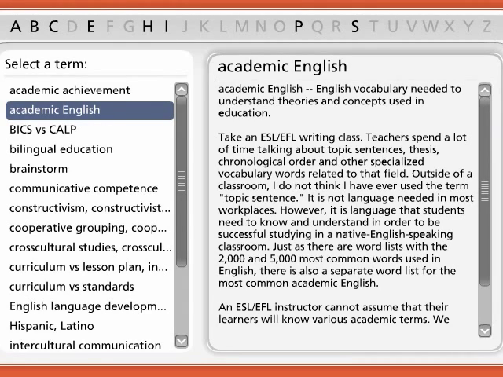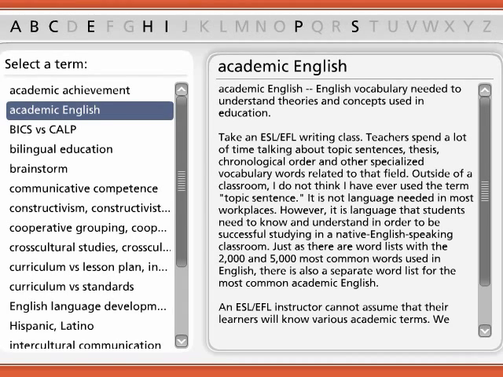Academic English. Academic English is English vocabulary needed to understand theories and concepts used in education. Now, that can be the grand theories and concepts, or it can be the everyday words, starting from kindergarten, that they need to know. Take an ESL/EFL writing class. Teachers spend a lot of time talking about topic sentences, thesis, chronological order, and other specialized vocabulary words related to that field of study. Outside of a classroom, I do not think I've ever used the term topic sentence. It's not language needed in most workplaces.